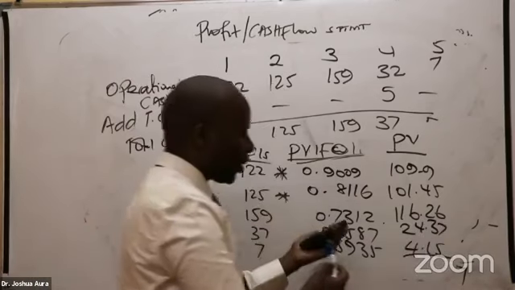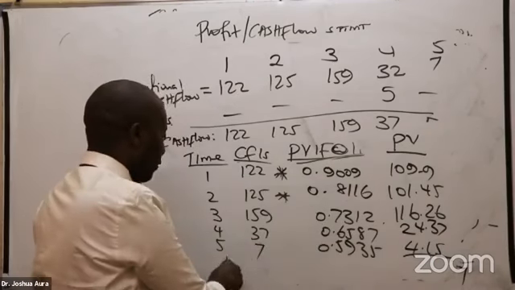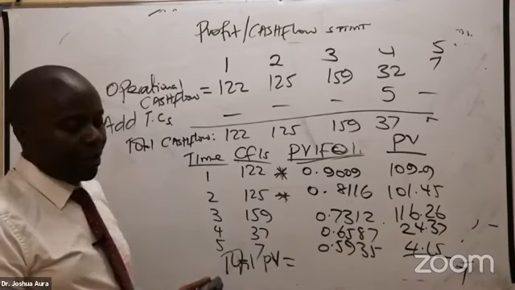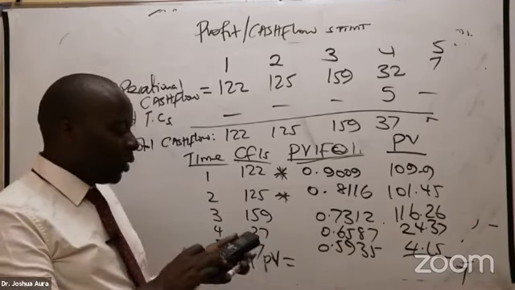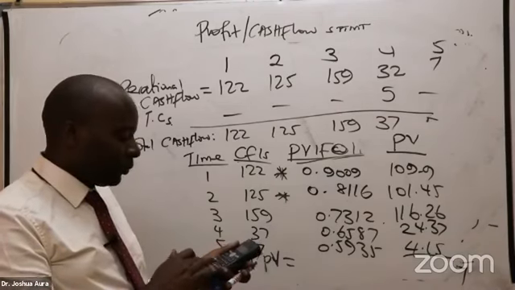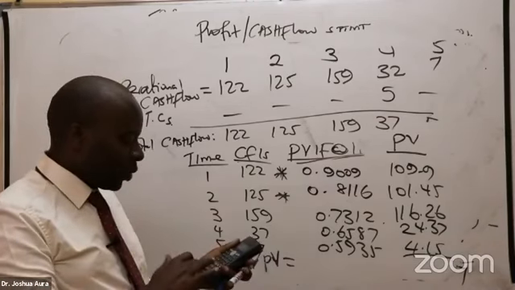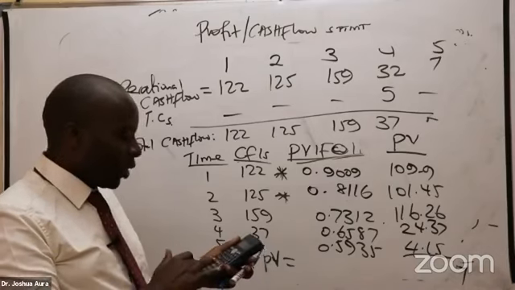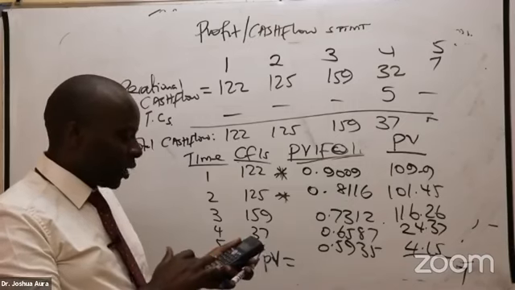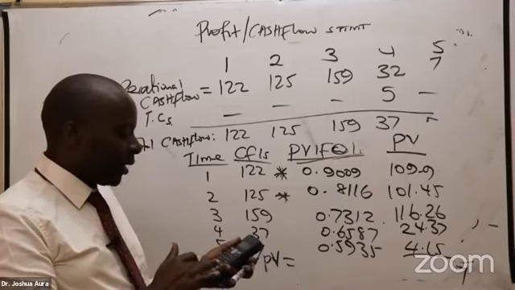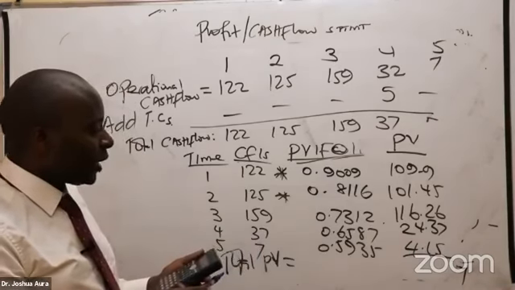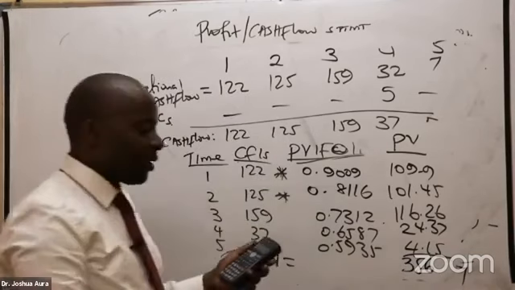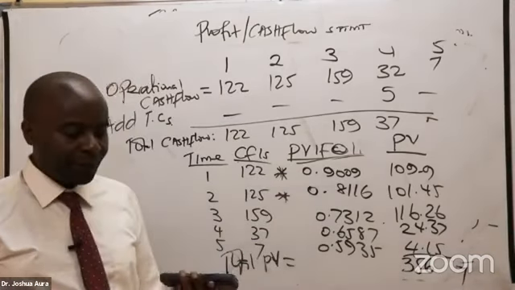So come and give us the total present value down here. The total PV, the total present value down there, ladies and gentlemen, what do we have there? Plus 4.15 plus 116.26 plus 101.45 plus 109.9. So is there somebody who is able to get 356 total present value? I'm waiting for the answers.